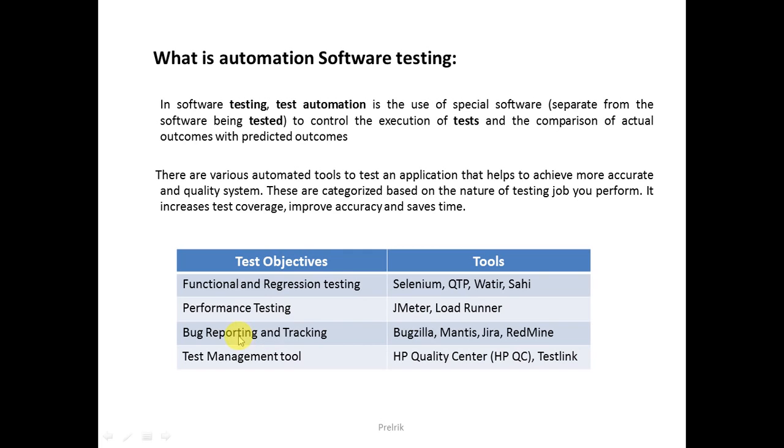For bug reporting and tracking, there are tools like Bugzilla, Mantis, Jira, Redmine. And test management tools are like HP Quality Center, which is a paid tool. Earlier it was developed by Mercury, but later it was acquired by HP, so it's a product of HP now. And TestLink. TestLink is open source, so you can manage your work in TestLink.